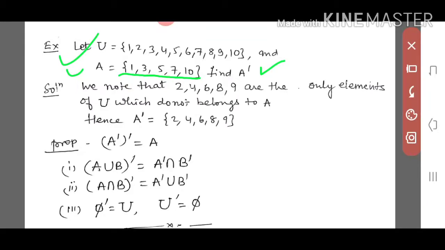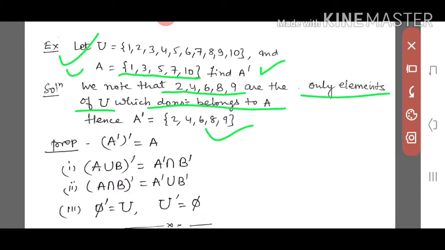2 does not belong to A. Then 4 does not belong to A. Then 6 does not belong to A. 8 does not belong to A, and 9 does not belong to A. So we note that 2, 4, 6, 8, 9 are the only elements of U which do not belong to A. Means A complement you can write as 2, 4, 6, 8, 9.